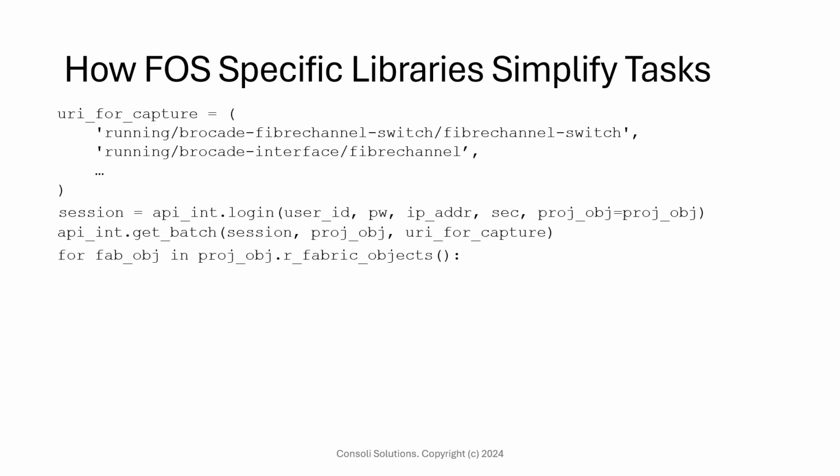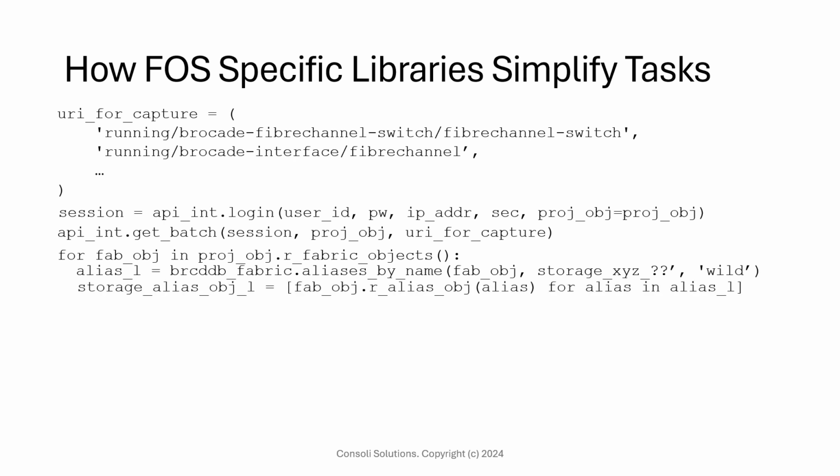I'm then going to spin through every fabric object that I just discovered in the previous line. For the list of aliases, I have this utility, alias by name. It takes an alias, and in this case I used a wildcard. It also supports regex matching. So now I have a list of aliases, and presumably you use an alias naming convention that makes it easy to identify your storage array. I need objects though. This is just a list of aliases by name. So this next line of code converts all those aliases, getting all the alias objects.